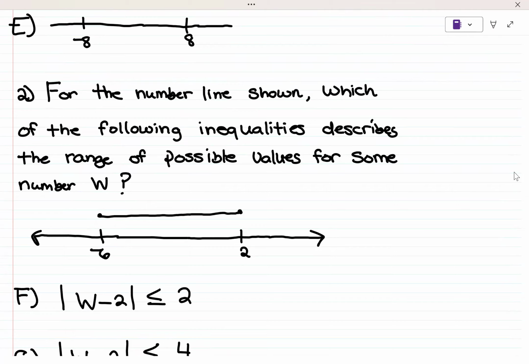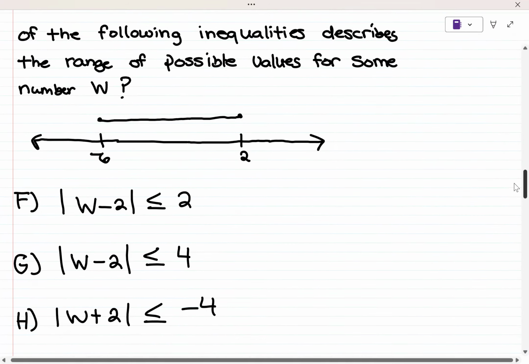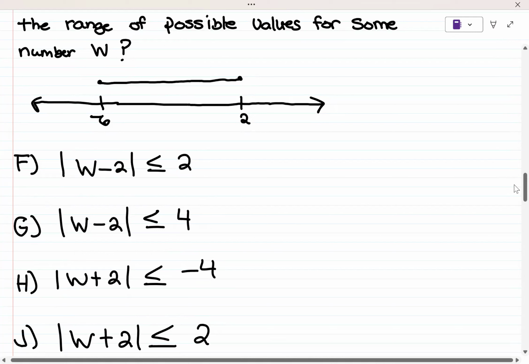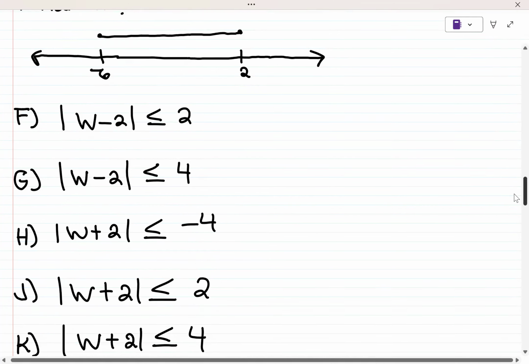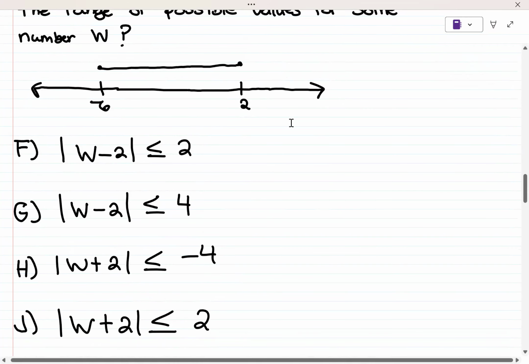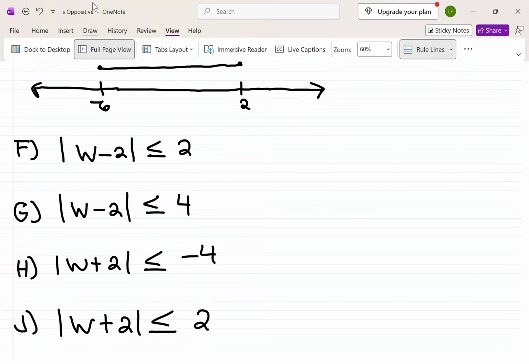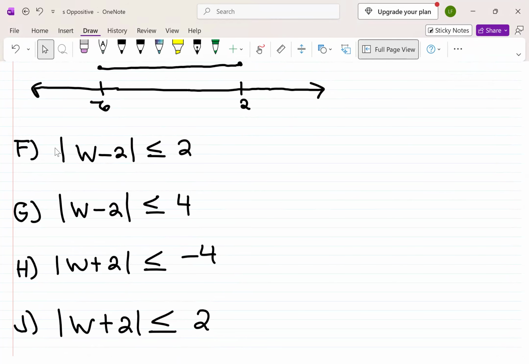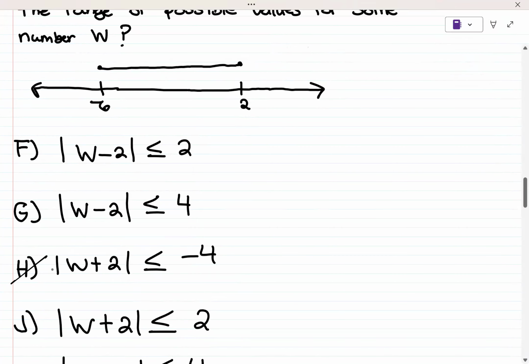So, are there any ones you can eliminate? Unfortunately not yet. Oh, there is one you can eliminate right now. So F, G, H, and J, and here's K. Which of those gives you this graph? There is one you can eliminate. Which one? You can eliminate H.